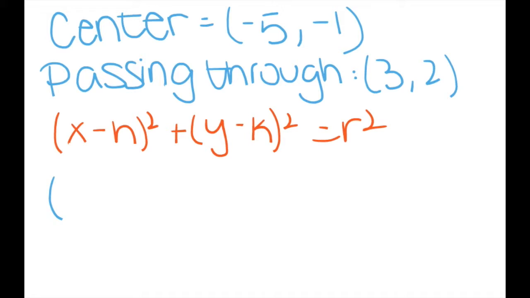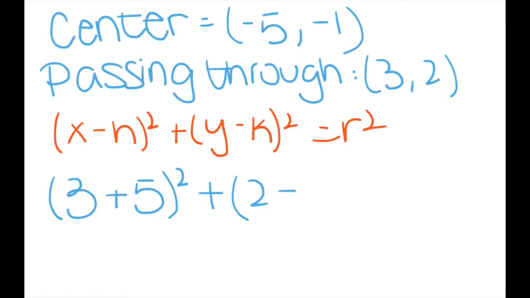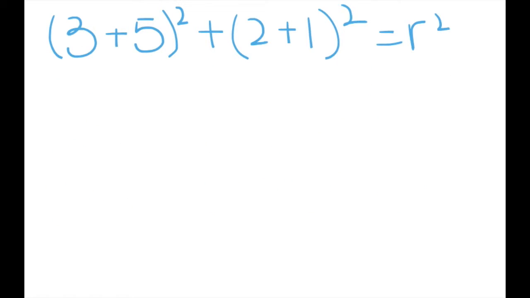So instead of x, it's going to be 3. And then h, as we already know, is negative 5. But because it's negative 5, it's plus 5, because if you subtract a negative, it's equivalent to adding a positive. So squared plus, and then instead of y, we're going to have 2 plus 1 squared equals radius squared.